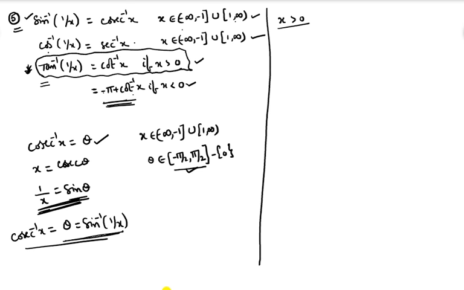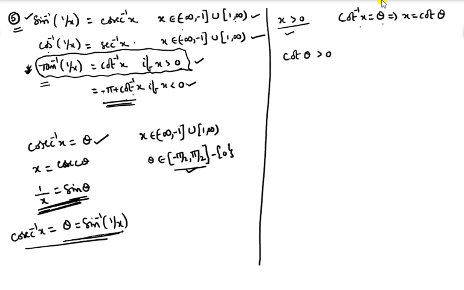The first case is x greater than 0. Here I am assuming cot inverse x is equal to theta. Then we get x is equal to cot theta. Now x is equal to cot theta, and we have the information x greater than 0. x greater than 0 means cot theta is greater than 0.